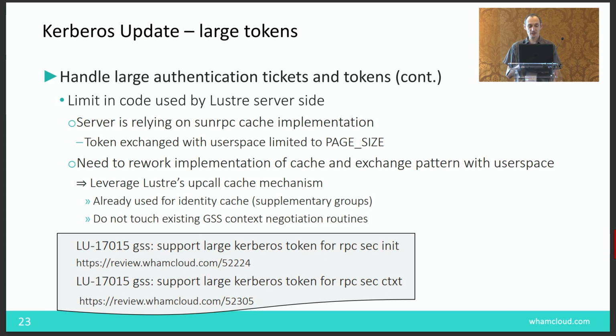Aurélien already mentioned that. This is the upcall cache mechanism. Again, it's a mechanism to handle caching and communication with kernel space as well. It's already used in Lustre for supplementary groups. We had to tweak it a little bit to make it more generic, actually. And the very nice thing in this rework is that we do not touch the actual GSS context negotiation mechanism.